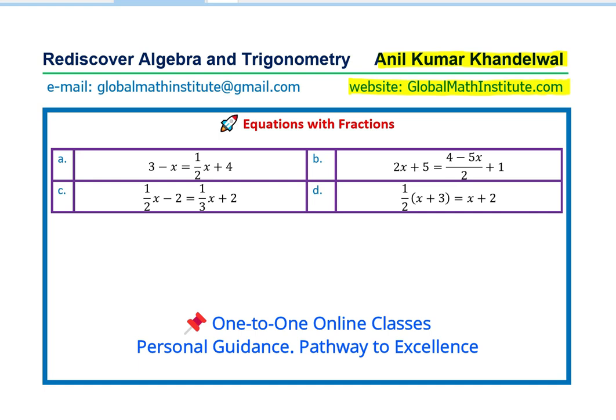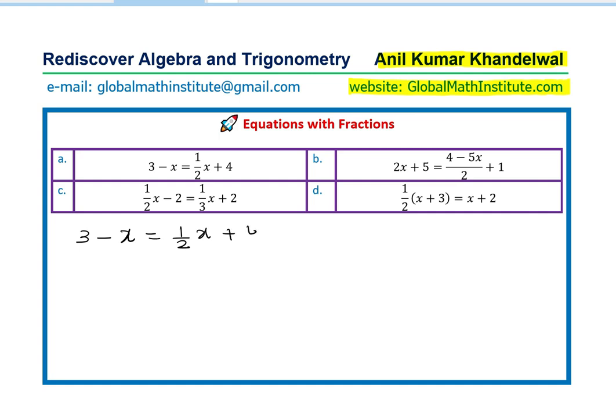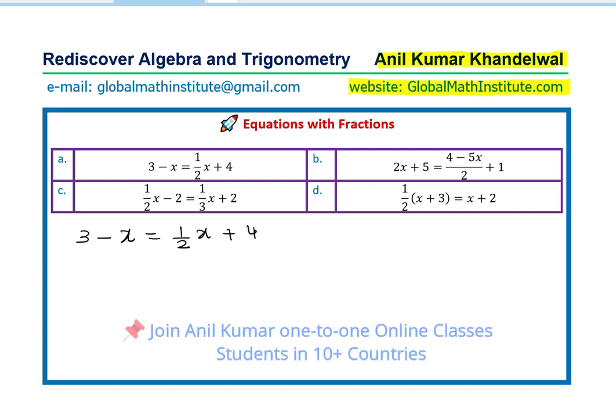So let's begin with the very first one, which is x minus 3 equals to half x plus 4. The strategy is to get rid of fractions, so we find the common denominator and multiply each and every term with that. But in this case, we could simplify it a bit, right?